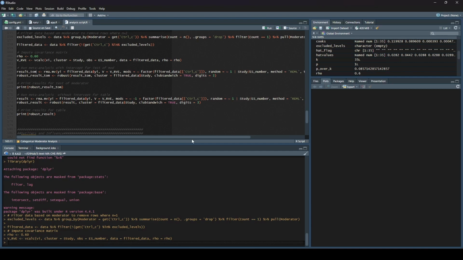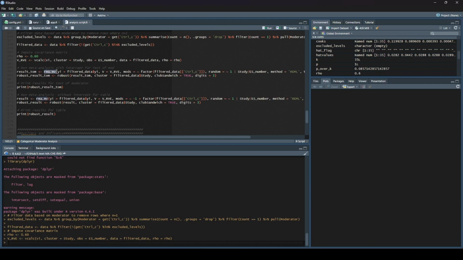So in this case, what we want to know is, are there significant differences between levels of the moderator? So what we're going to do first is run this same meta-analysis with correlated and hierarchical effects and robust variance estimation, and we are then going to look for that Q value, or that test of moderator value, to see if there is a significant difference between levels. So the first step, I'm going to call this result underscore Tom, and Tom in this case stands for test of moderator in my mind.